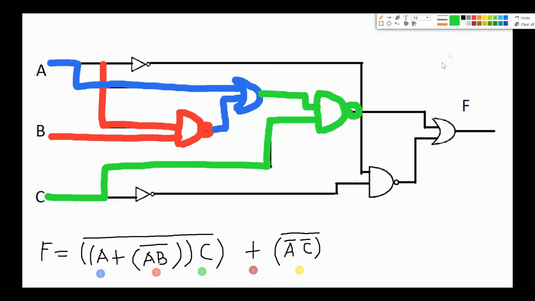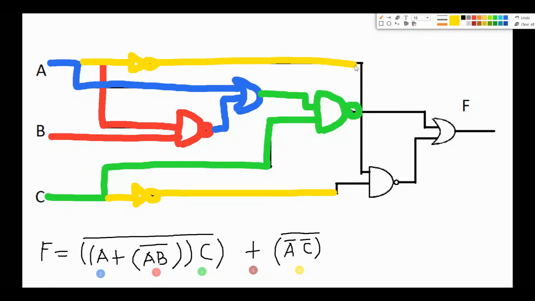Next, for our fourth equation, we would connect our C input to a hex inverter. Also, we would connect our A input to a hex inverter to a NAND gate. Since it is a 1 tap, we would connect it to a NAND gate.